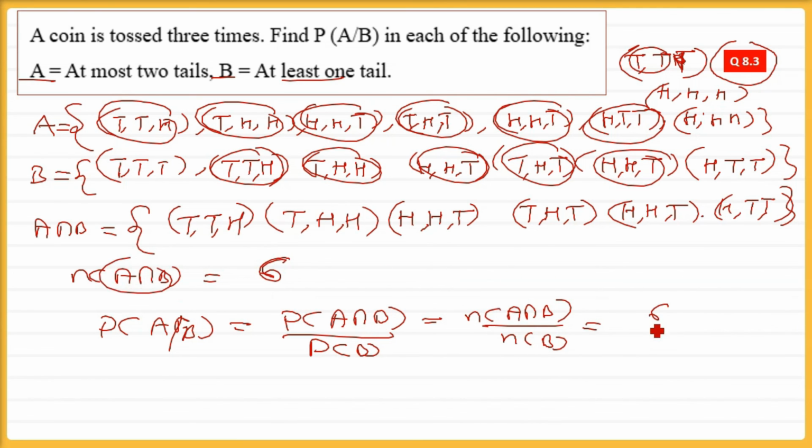What is A intersection B? It's 6. What is the number of elements in B? There are 7. Except HHH, all of the elements of the sample space will be present here. So 8 minus 1 is 7. 6 by 7 is the probability for this question. Let me tell you again, in a coin, head and tail can come, so there are 2 possibilities. Since this coin is tossed 3 times, 2 raised to 3 is 8. So there will be 8 possibilities that will arise.